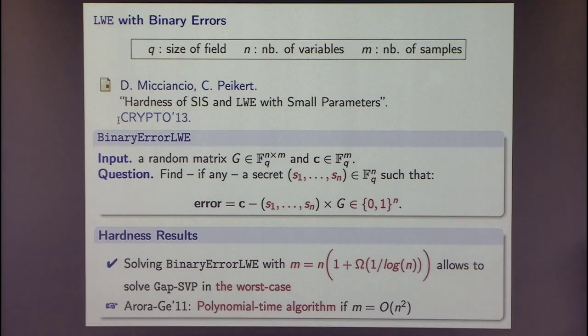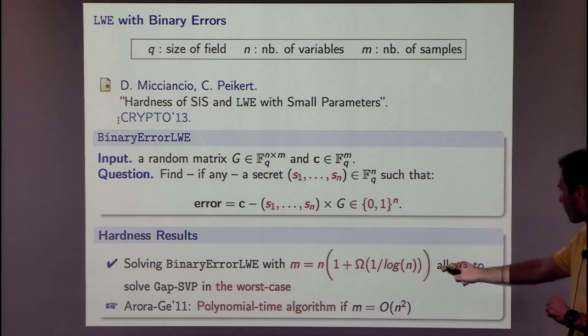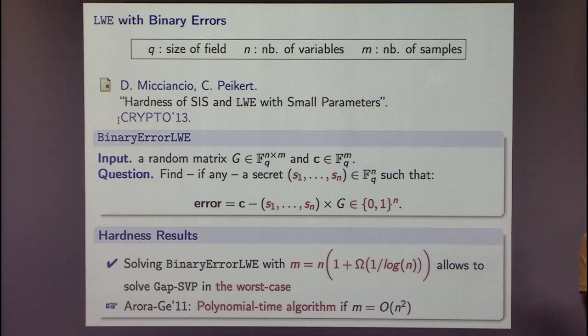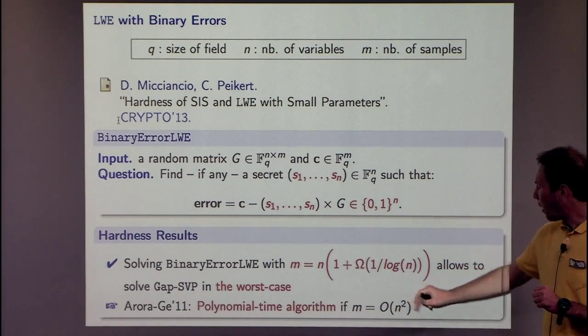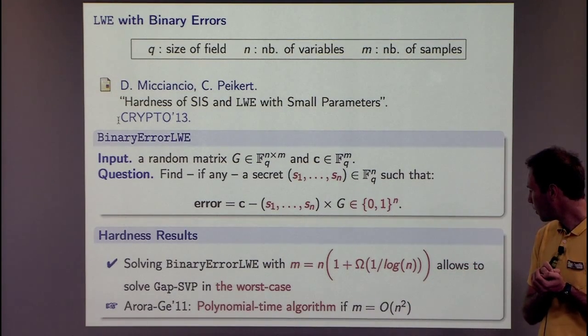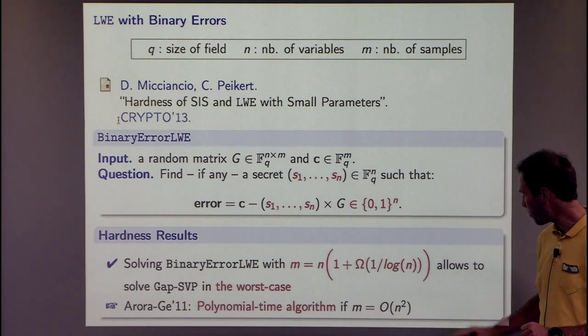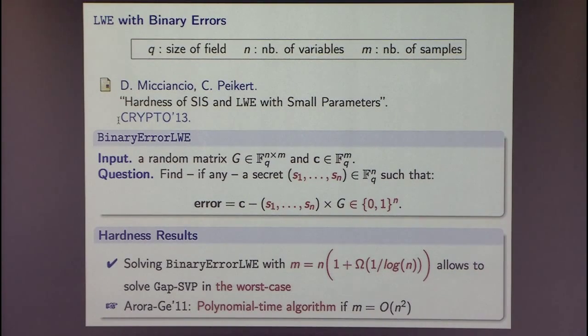You have a connection to a hard lattice problem. But here, what gives you the security is not the size of the error. It's going to be the number of samples, which will give you the security. Applying this Arora-Ge algorithm, you can prove that you can solve this problem in polynomial time if you have n squared samples. And here, this is the limit for the security.